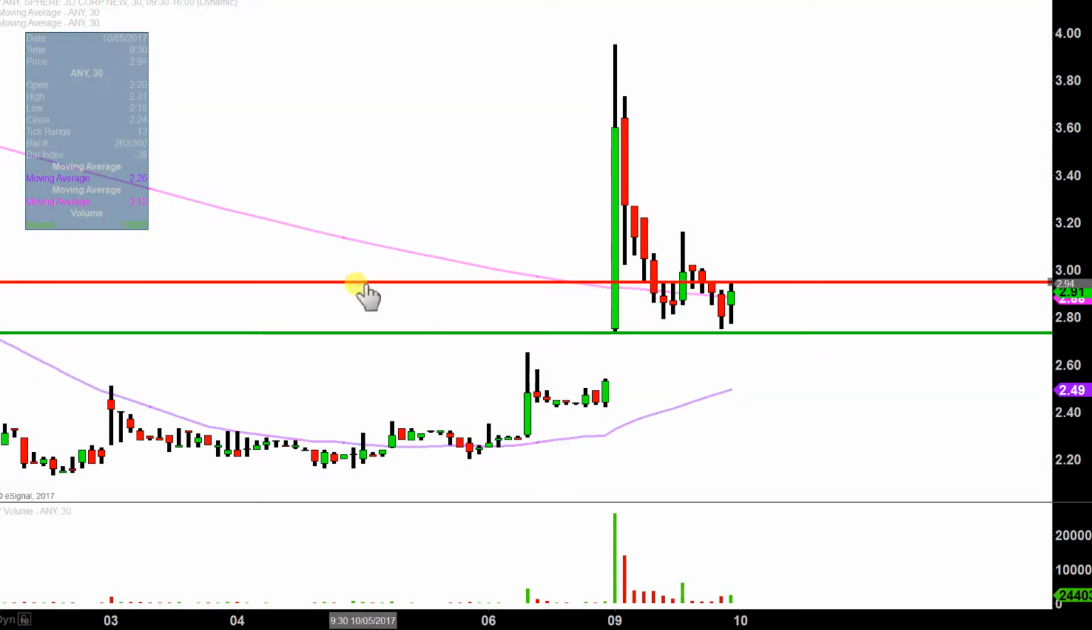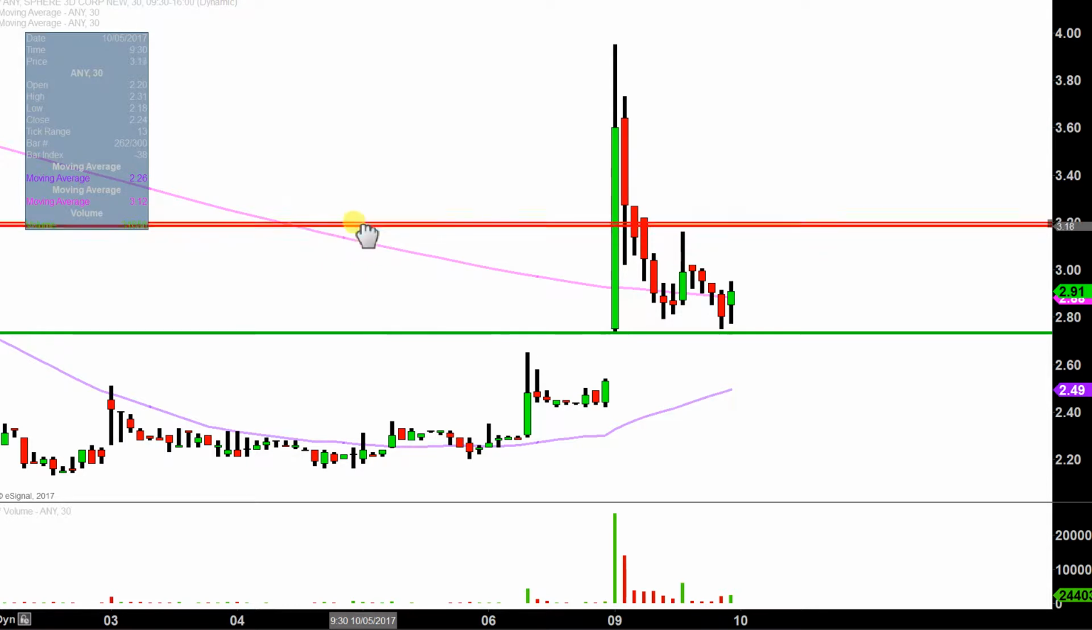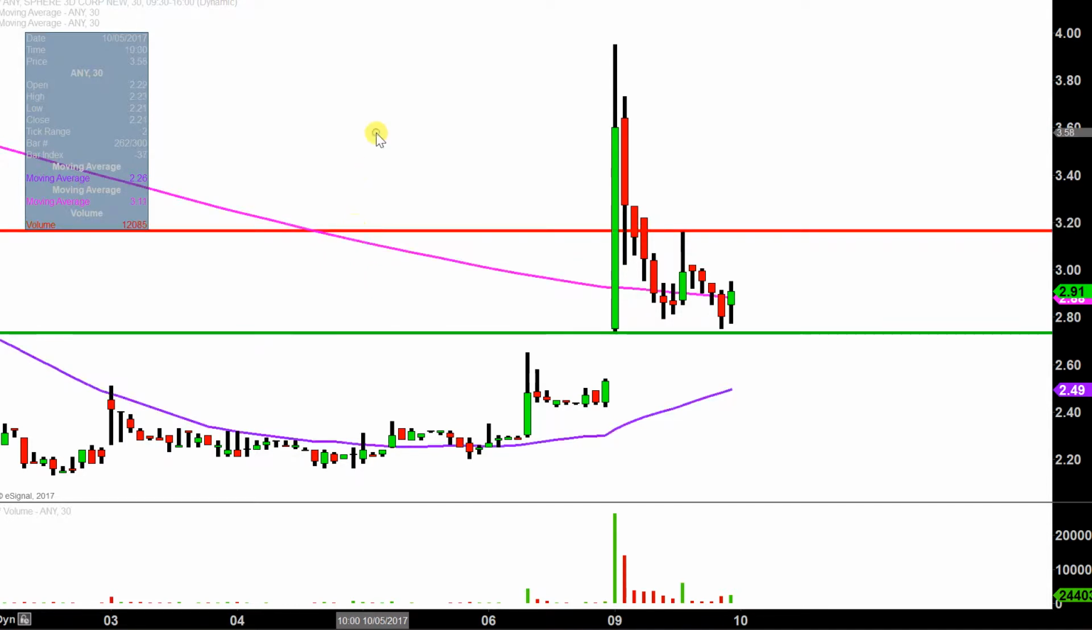In regards to areas of resistance on any sort of bounce to the upside, that first key level right there at $3.15, and I'm just going to leave it at that because in my opinion right now, top priority is going through a healthy consolidation and building a higher base, not necessarily breaking areas of resistance. So far so good. The price is holding up above $2.70, and you definitely want to see that continue to happen as the week unfolds.